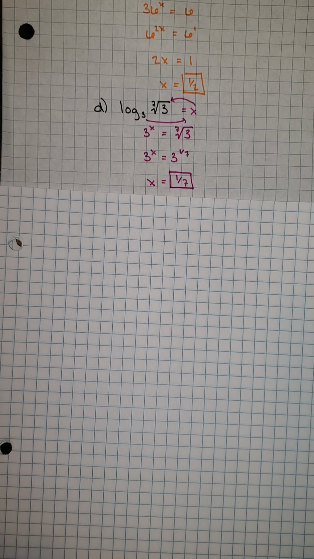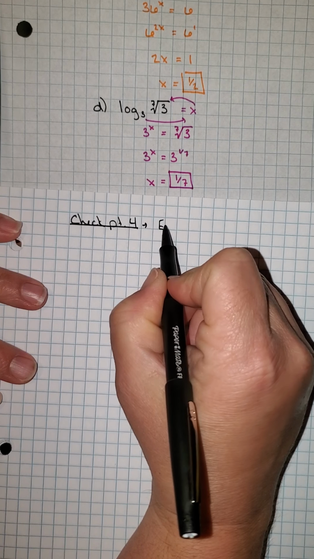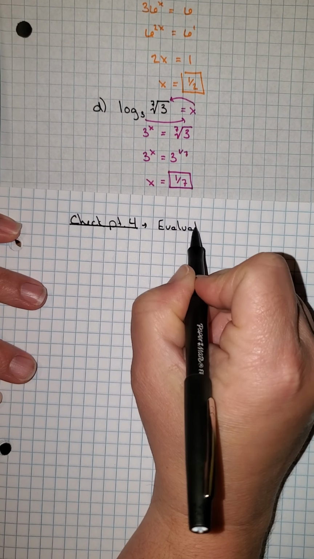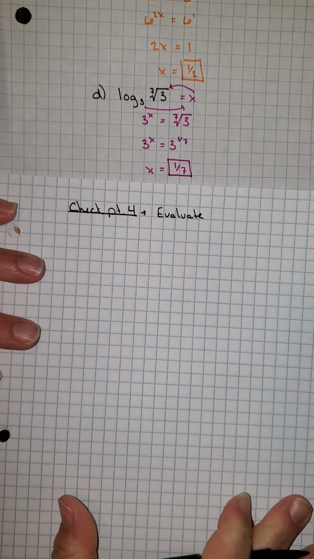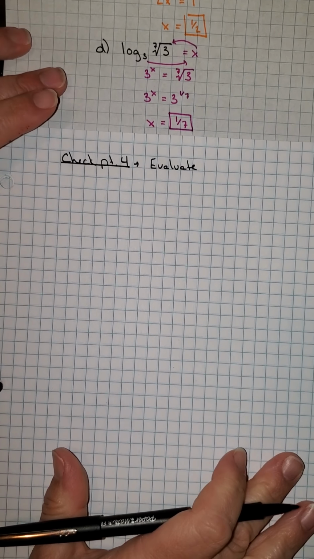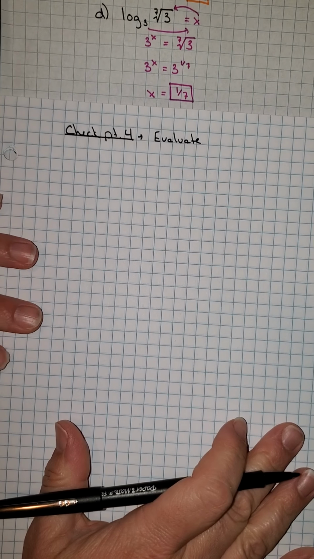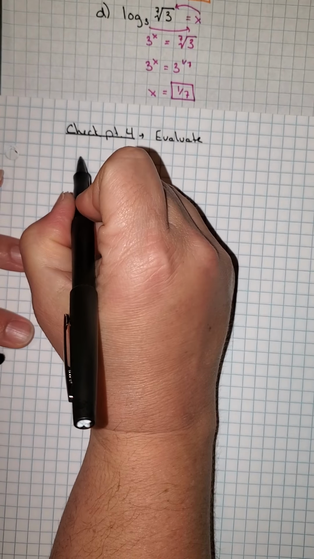All right, checkpoint 4. Same thing, we're going to evaluate. There are rules that go with this. I'm just going to have us think about it for a second, and then we can generalize it and make a rule out of these two.